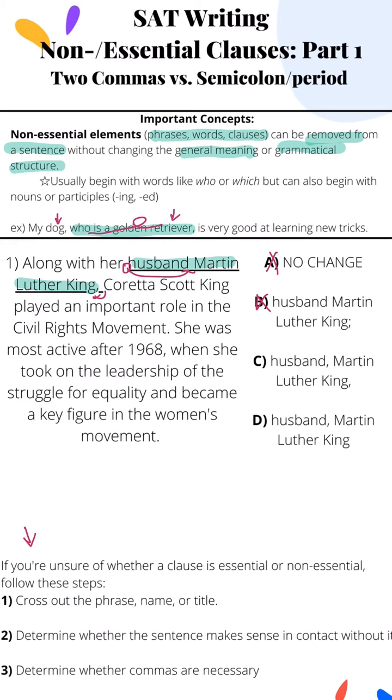B is also incorrect because this semicolon here implies that along with her husband, Martin Luther King, is a complete sentence, which it is not. Now C is our only correct answer because it has these 2 commas here. D cannot be the correct answer because we need the 2 commas.